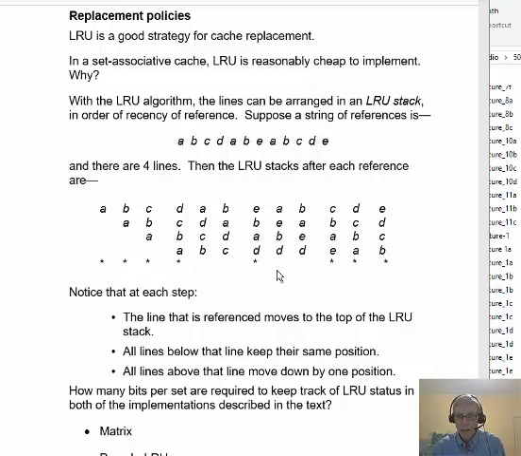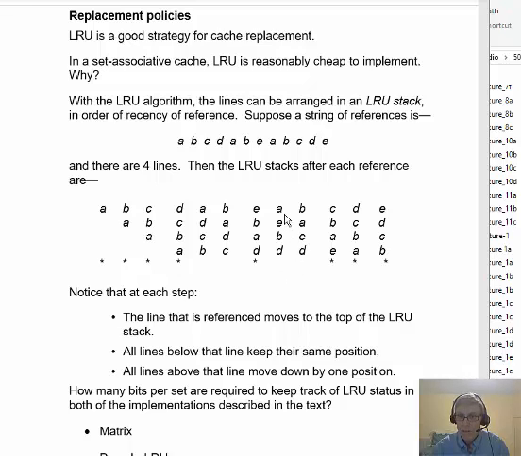Now we access block E, and E is new to this set, so it's going to replace something. And what is it going to replace? The least recently used line in the set, which was C. So now E is most recently used, B is next, A is third, and then D is last. Again, all of the blocks drop down by 1 except for the one that was referenced.